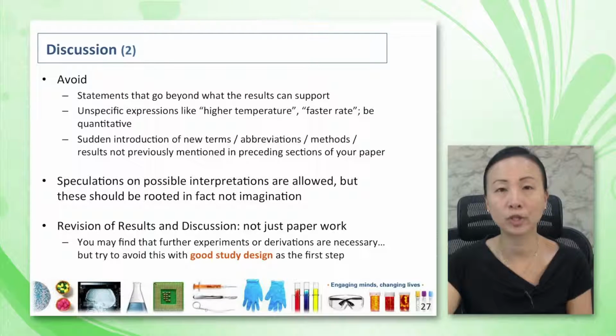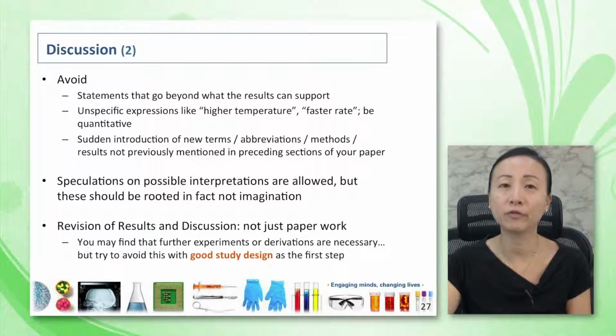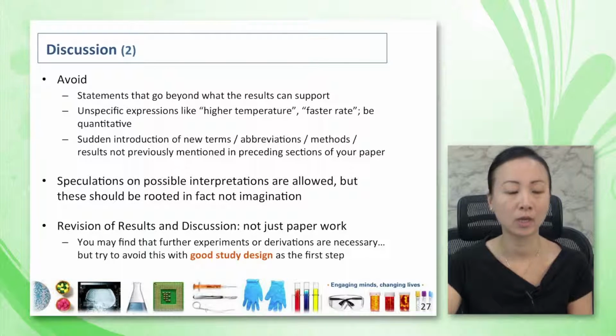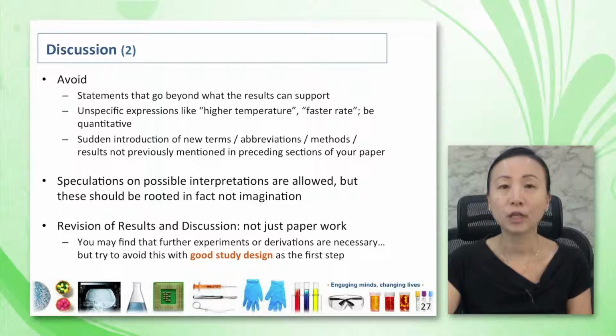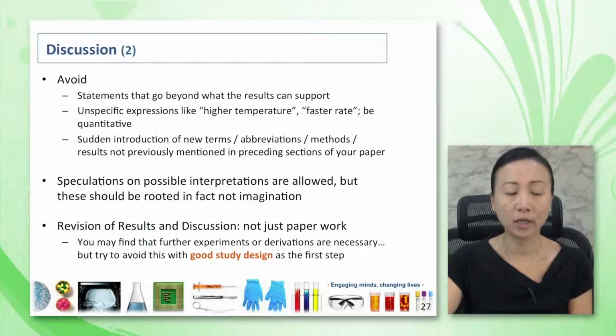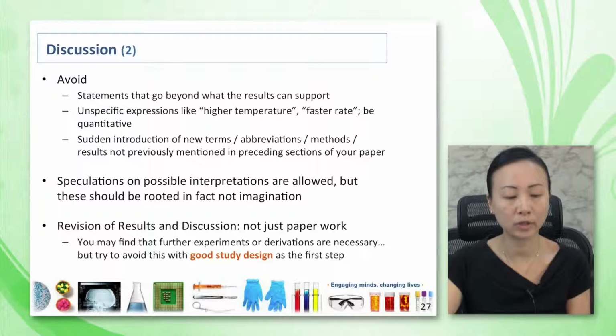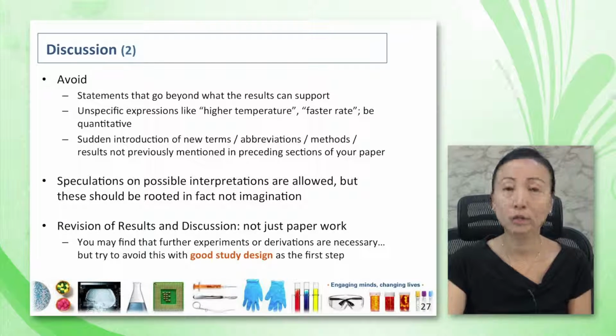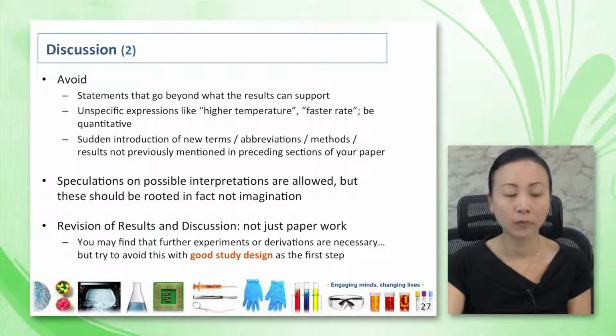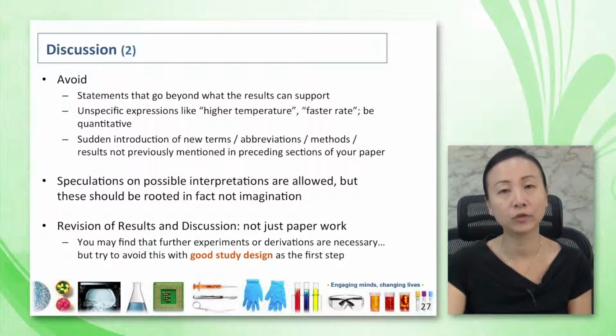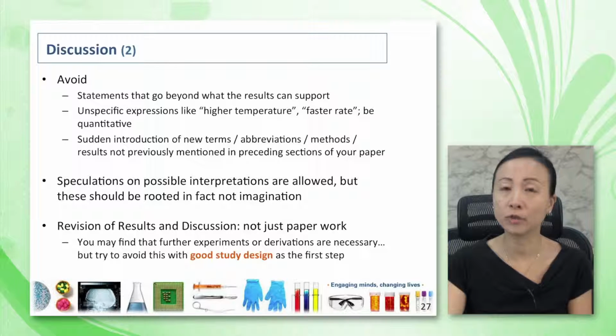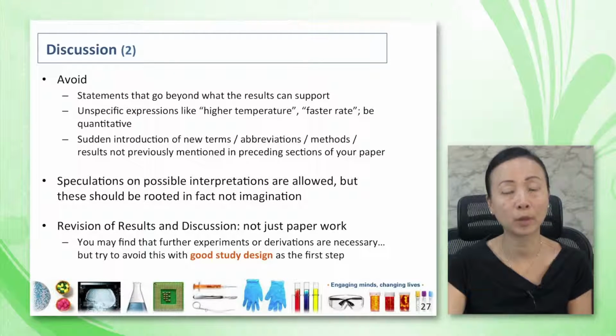Speculations on possible interpretations are allowed, but these should be rooted in fact, such as the results of your experiment, and not imagination. Finally, be prepared for the unfortunate reality that revision of the results and discussion may not just be paperwork. You may need to do further experiments. Sometimes you find that you cannot clarify your ideas in words because some items that are critical have not been studied substantially. Some work will lend themselves easily to further study, while it is impossible for others. So good study design is really the crucial first step to successful publication.